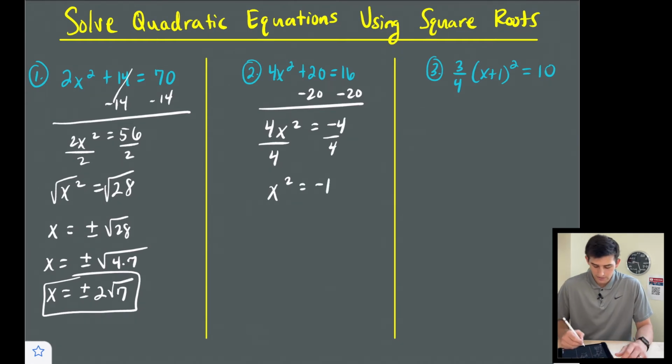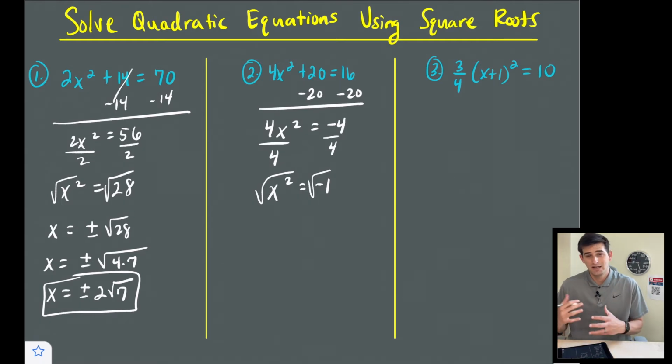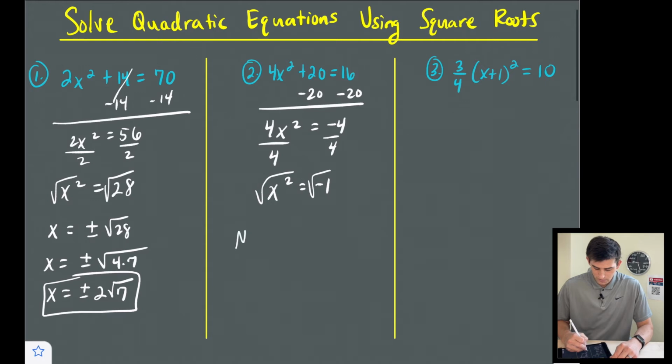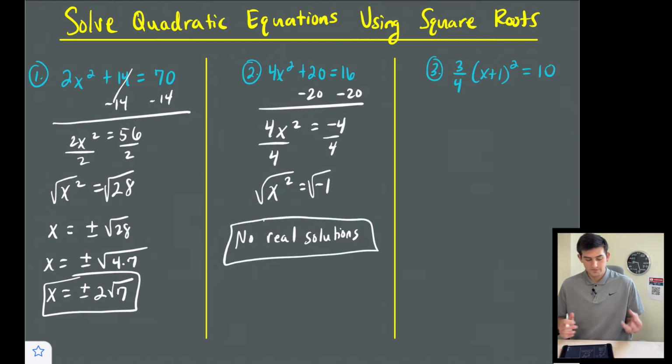Now at this point, we would go ahead and take the square root of both sides, but notice what happens. We're trying to take the square root of a negative here, which is not going to give us a real solution. So in this case, we're just going to be able to stop here and say there are no real solutions, because we can't take the square root of a negative. All right, so we've seen two real solutions, we've seen no real solutions. Now let's take a look at number 3.